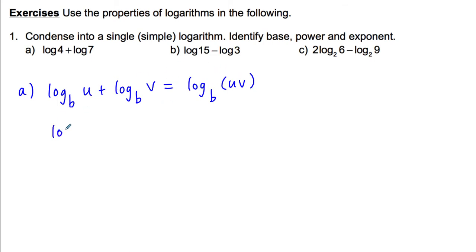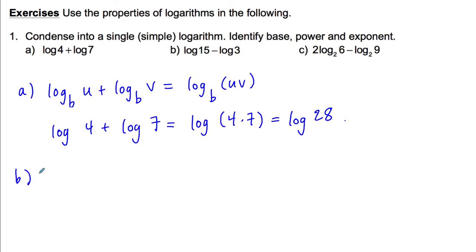So in the first case, we have log base 10. Since no base is written, it's an automatic 10, the common base, plus log base 10 of 7. So we keep the base, log base 10, and we multiply the powers of 4 times 7. So we end up getting log of 28.